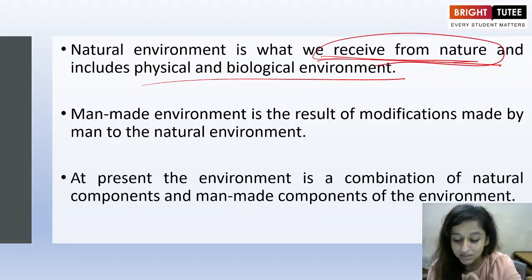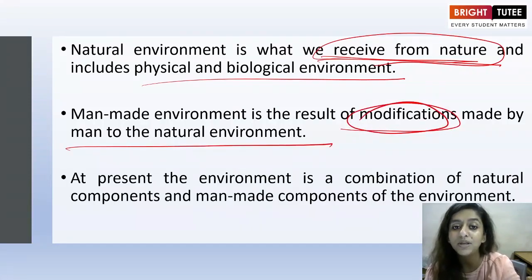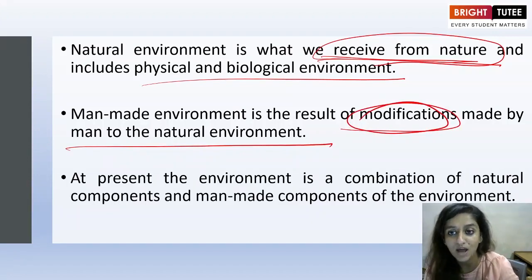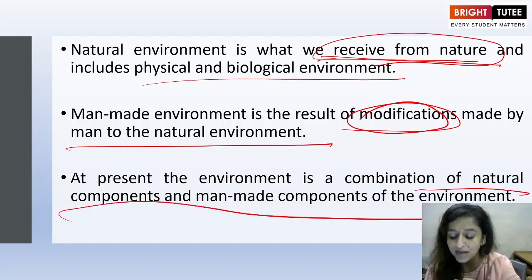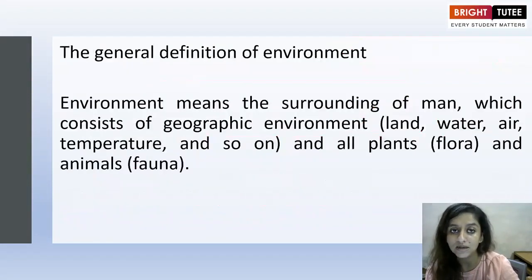Man-made environment is a result of the modifications made by man to the natural environment. So, all the modifications that we have made in the natural environment are known as the man-made environment. So at present, the environment is a combination of natural components and man-made components. We have both natural and man-made components, and it is on these that our society is developed.